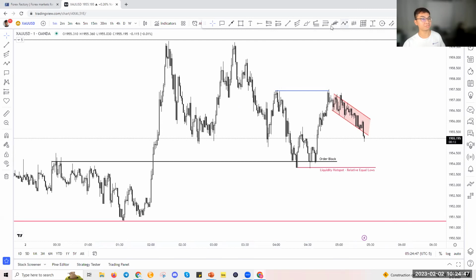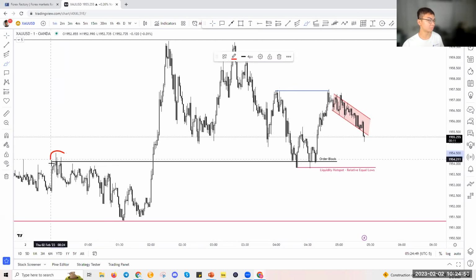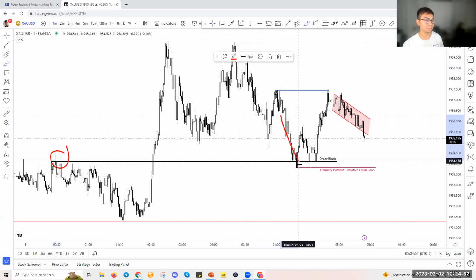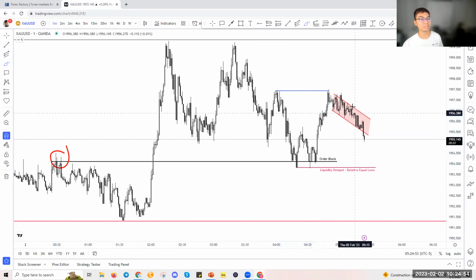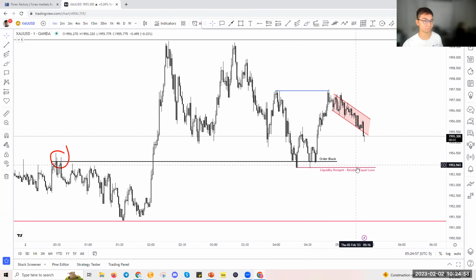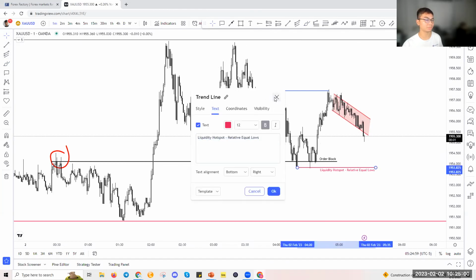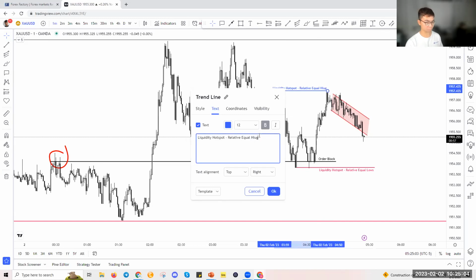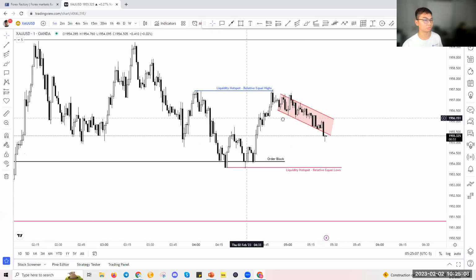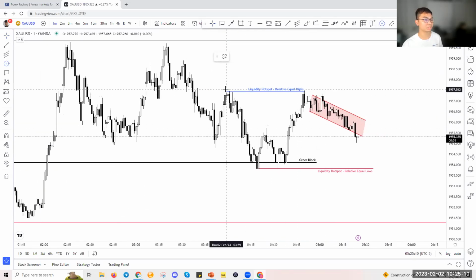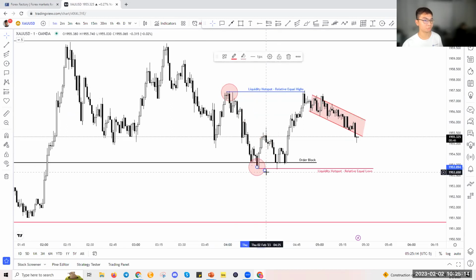So just to have a quick recap, price actually tapped into this previous high right there, tapped in, and then it bounced. So right now with price clearing out the liquidity right there, liquidity hotspot relative equal highs, there's a reason why price rejected back down. So the relative equal highs are actually located right here. Relative equal lows are actually located right here.